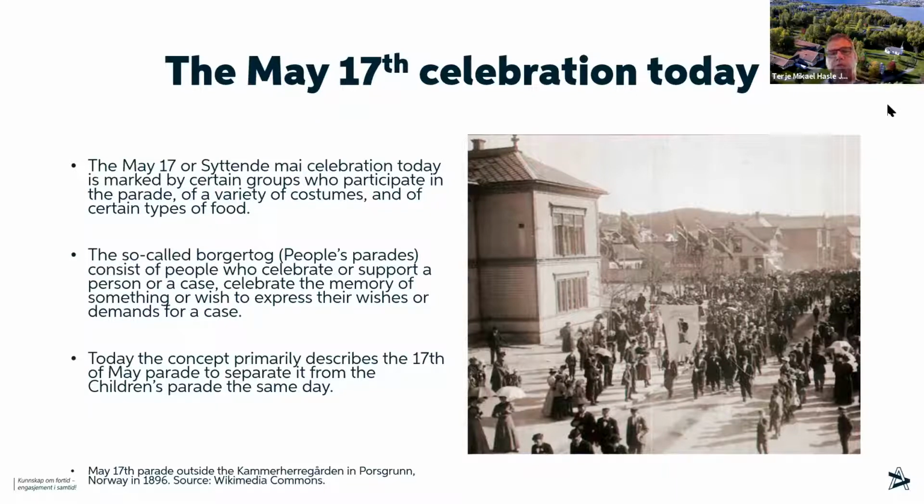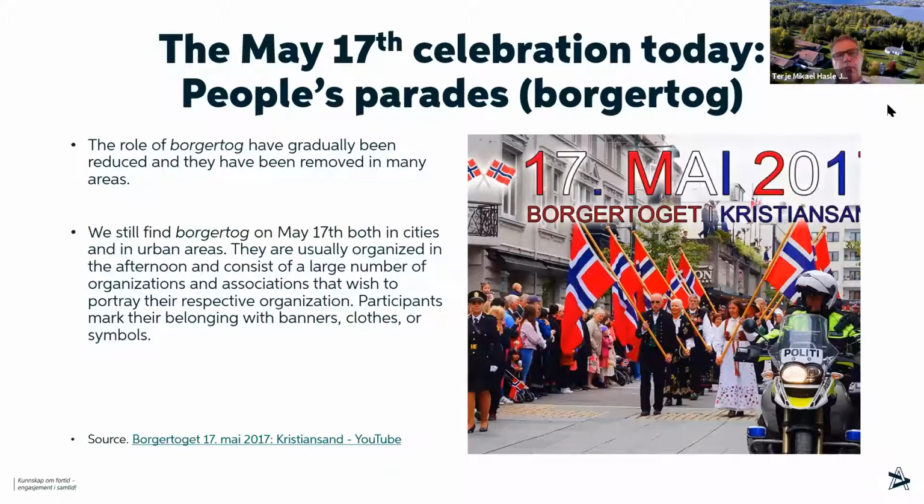And then you have the children's parade. The children's parade is a different parade, but they could take place at the same time or at different times. Usually both take place on the 17th of May. The People's Parade consists of adults. The role of the People's Parades has been reduced and removed in many areas today. This is a photo from Kristiansand. You still find it in cities and in urban areas, especially. They take place in the afternoon, and as I mentioned, they consist of representatives from organizations.